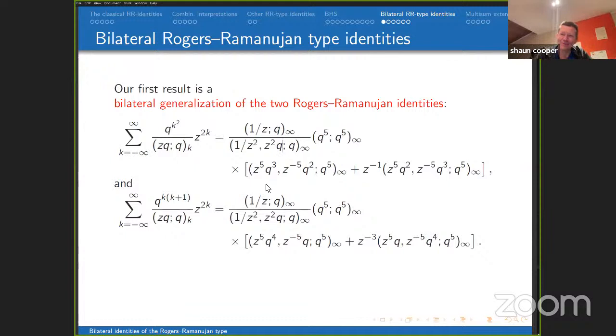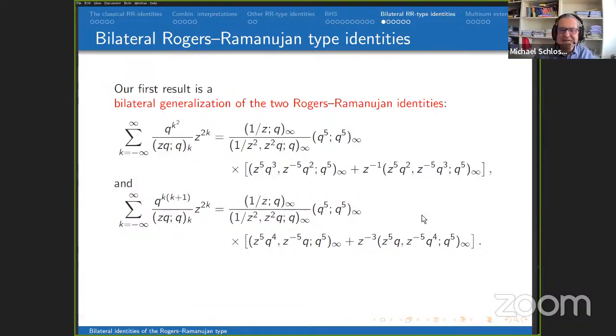Because you need the unilateral identities, and then you need one special case at some point. You want to show that both sides of something are a constant, and you let z go to 1, and somehow the q to the 5 has to come into play as well. And that's by computing this constant.